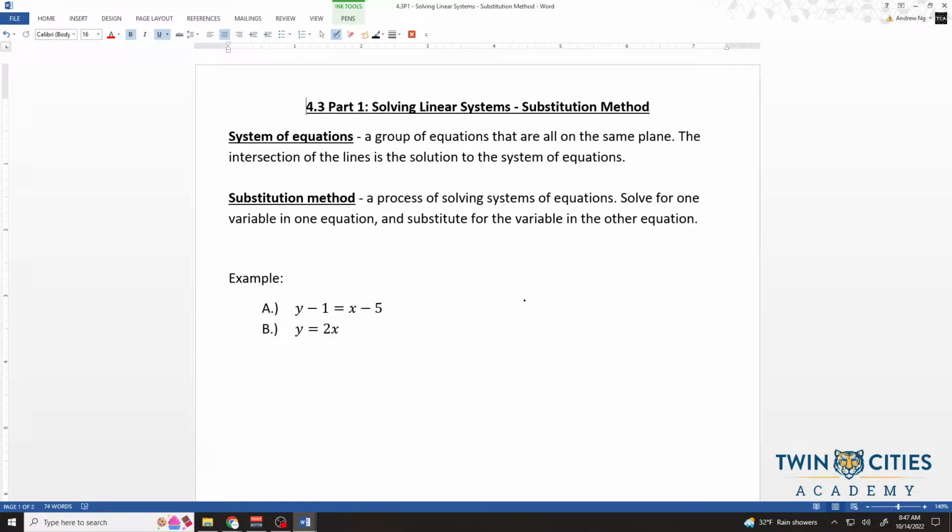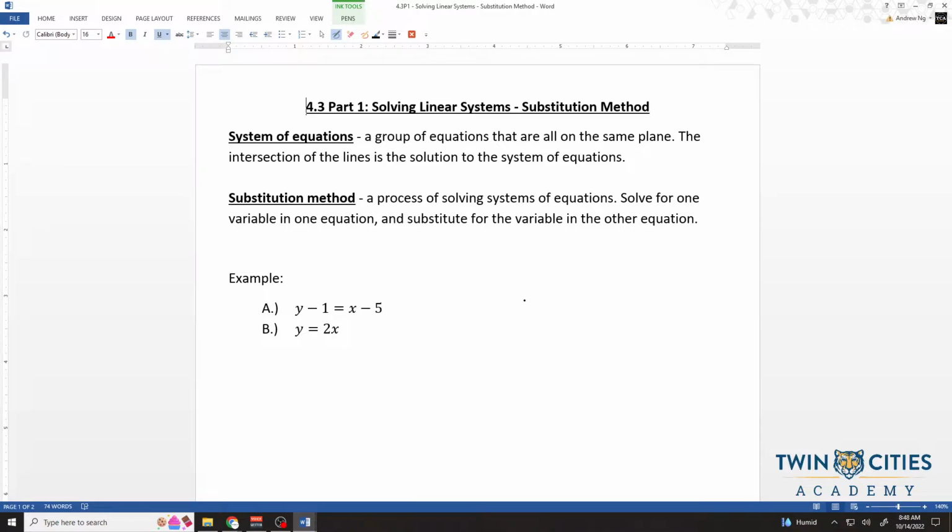A system of equations is a group of equations that are all on the same plane, meaning that each one of these is its own graph, but when we combine all of these different graphs on the same XY plane, we start to see how they interact with each other, and more importantly, where they might intersect. Because the intersection of these different lines, let's say, and since we're talking about linear systems, these are lines in the same plane, we're going to find the intersection of these lines, and that's going to be the solution to this system of equations. So then the substitution method.